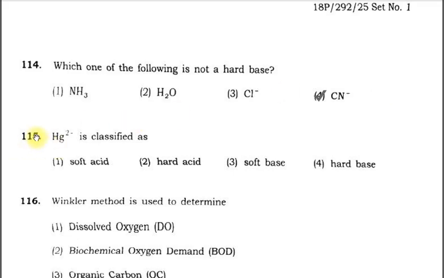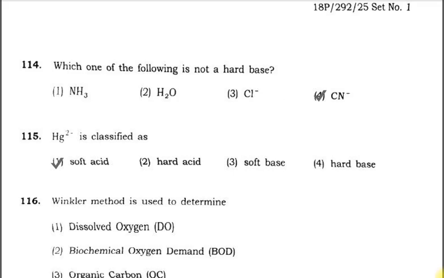Question number 115. Hg2+, Hg is for mercury, Hg2+ is classified as: 1 soft acid, 2 hard acid, 3 soft base, 4 hard base. So it is a soft acid. The correct answer is 1, soft acid. Soft acids have a low charge density, low ionic charge, and a greater ionic size.